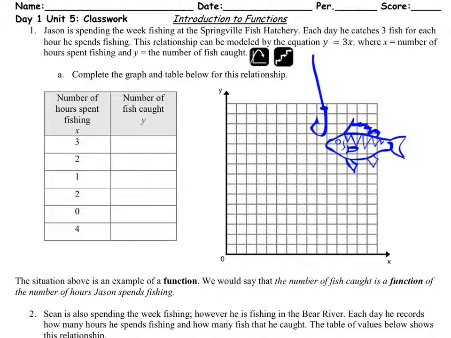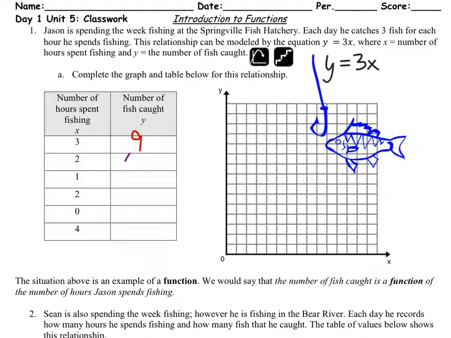First off, they've told us some number of hours fishing, and so it looks like the first time you went fishing for 3 hours, and according to the equation, y equals 3x. Y is the number of fish, x is the number of hours, so 3 times 3. If he goes fishing for 3 hours, he should catch 9 fish. If he went fishing for 2 hours, how many fish would we expect him to catch?